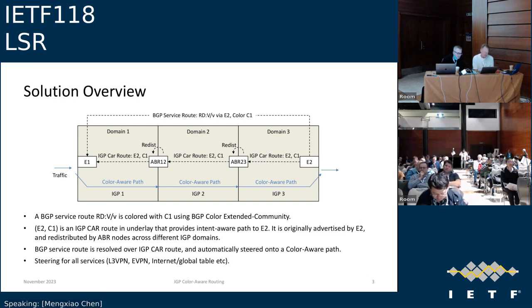ABRs would be areas. No, the domains run a different IGP instance. So area border router doesn't make any sense there. It should be ASBR.